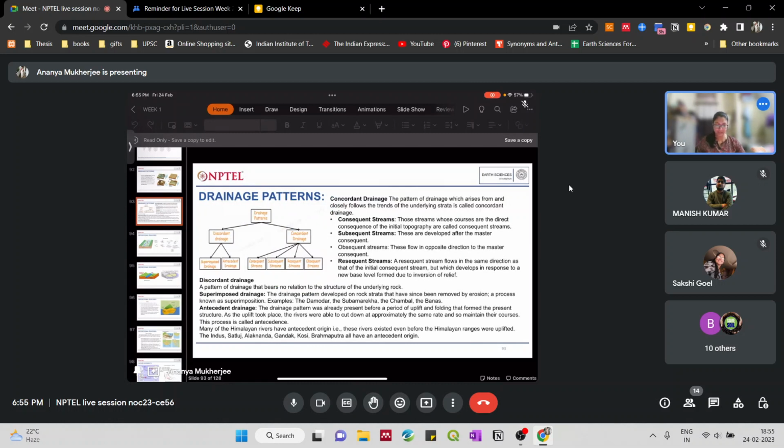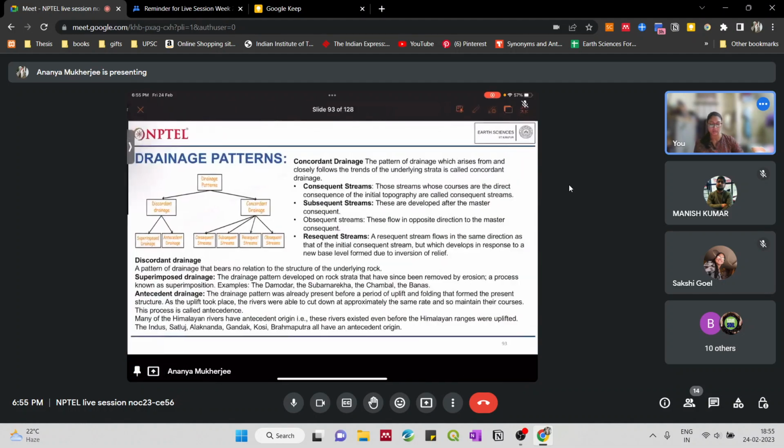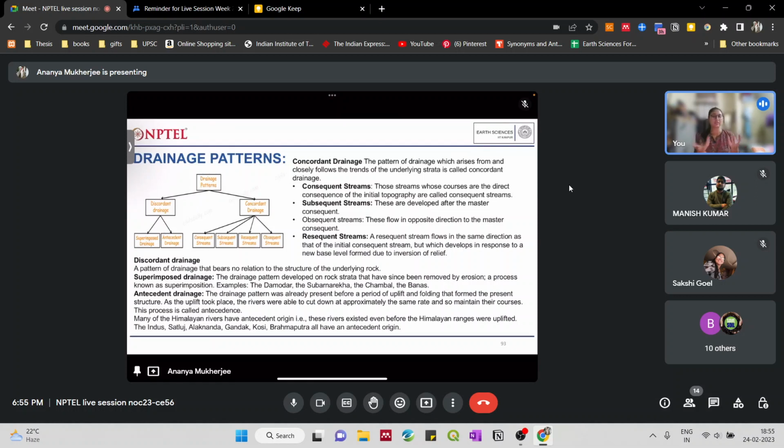I don't have a diagram, but I have an explanation over here. The drainage pattern was already present before the uplift. Suppose you consider the Himalayan rivers. Most of the Himalayan rivers are antecedent. That means they formed in that area before the Himalayas formed over there, and they are flowing in the same way as they were flowing before the formation of the Himalaya. So they are not changing with respect to the tectonic changes happening over there. That is antecedent drainage. That is called a discordant drainage. Antecedent is a form of discordant drainage.